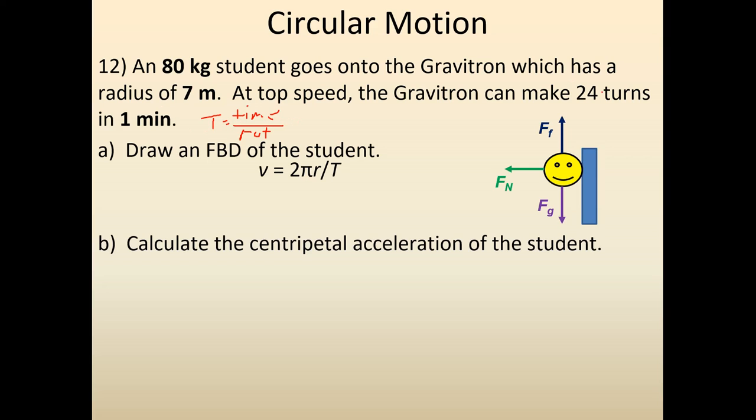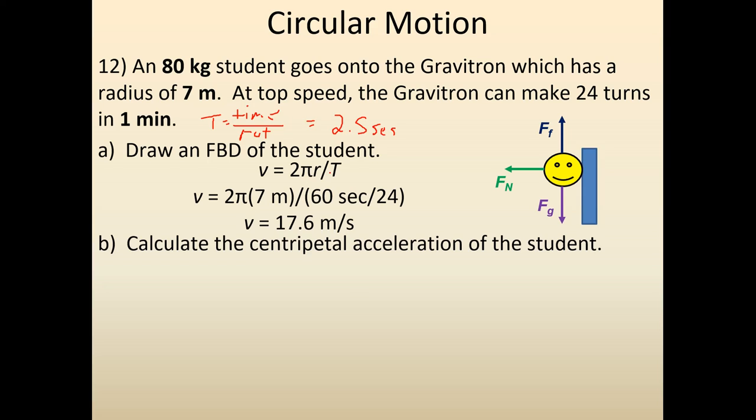So if I make 24 turns in 1 minute, what I can say is that I do 60 seconds. Within the 60 seconds, I can make 24 rotations. And if I do that math really quickly, this ends up being a period of about 2.5 seconds. So every 2.5 seconds, I go around the circle once. And you can check to make sure that after 24 turns, 60 seconds would have passed. So I can plug that in, and I end up getting that the speed of the student is, at max at least, 17.6 meters per second.